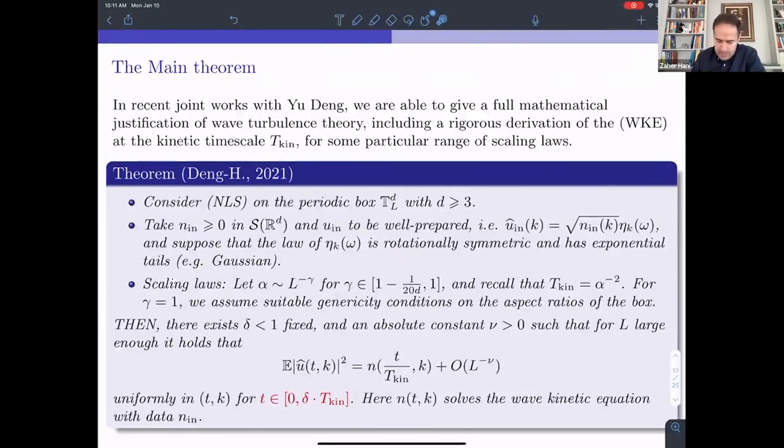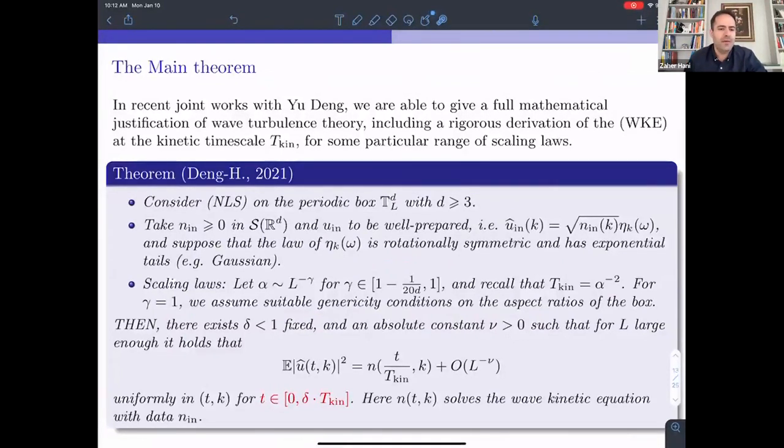I should point out here, there's a technical assumption when gamma is equal to 1. In the case gamma equal to 1, we assume certain genericity conditions on the aspect ratios of the torus. We assume that the aspect ratios are irrational. And when gamma equals 1, we assume that the torus is irrational, if you like.